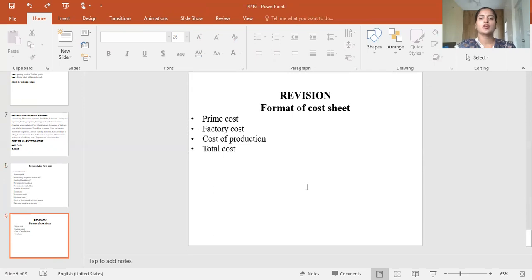Today, the topics we have discussed are the format of the cost sheet, how to calculate the prime cost, and after the prime cost, how to calculate the factory cost, after the factory cost, how to calculate the cost of production, and after the cost of production, how to calculate the total cost. So with this, we came to know how to prepare the cost sheet.